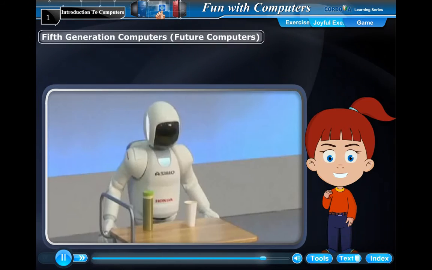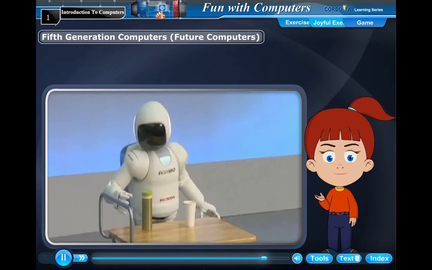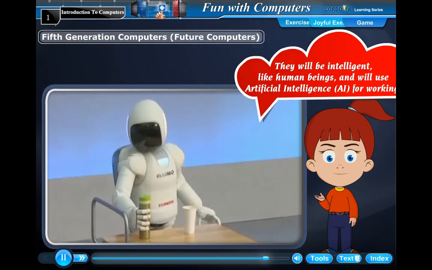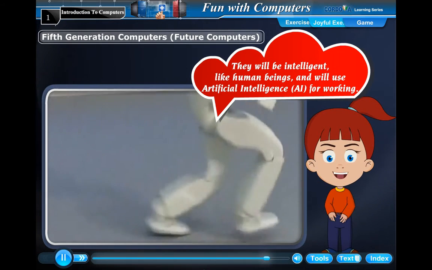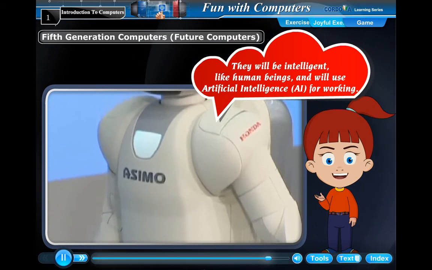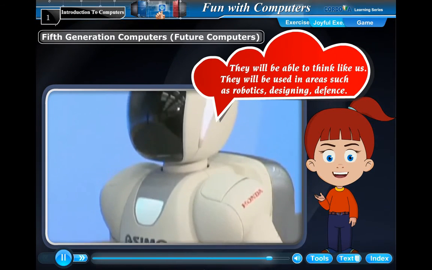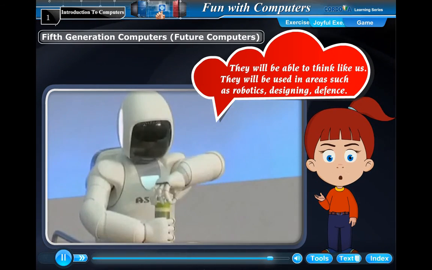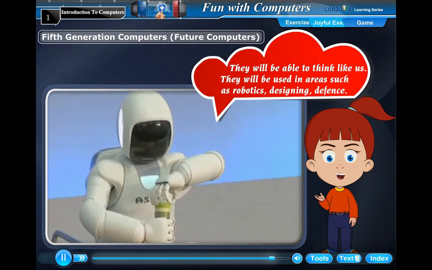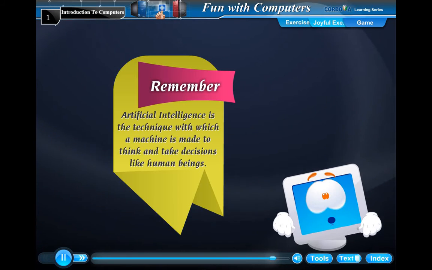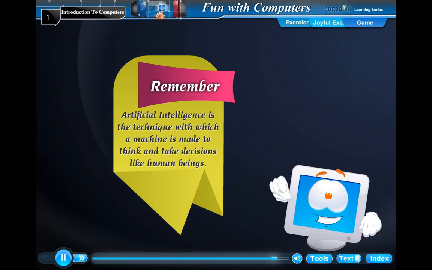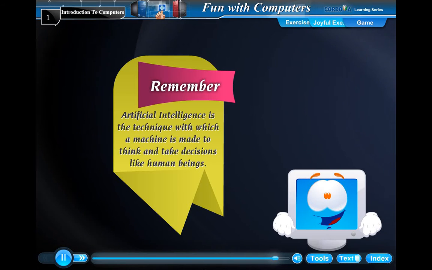Fifth-generation computers, future computers. Fifth-generation computers will have the following features. They will be intelligent like human beings and will use artificial intelligence, AI, for working. They will be able to think like us. They will be used in areas such as robotics, designing, defense. Remember, artificial intelligence is the technique with which a machine is made to think and take decisions like human beings.